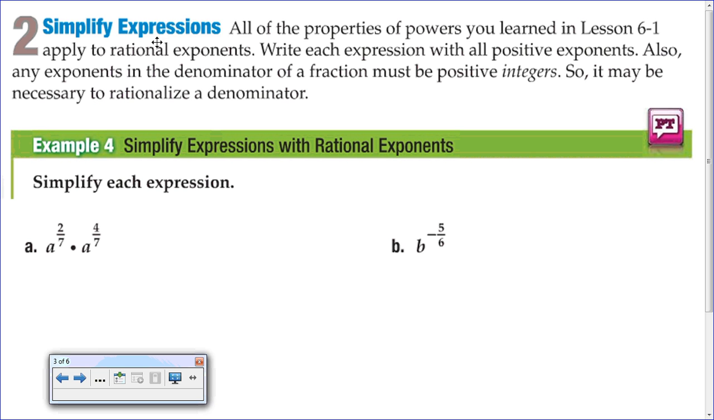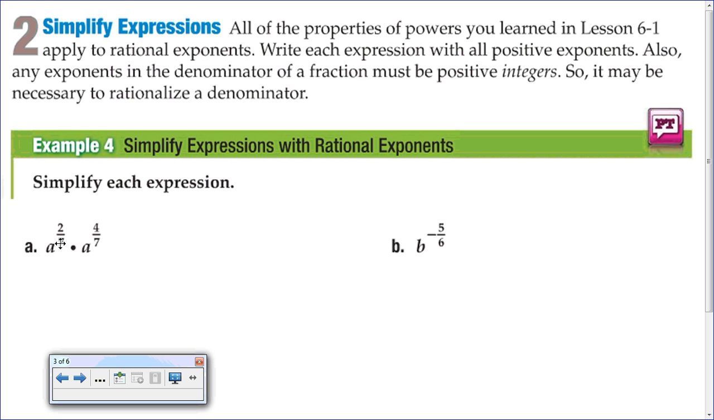First thing I want to point out is simplifying expressions. Everything we learned back in Lesson 6.1 applies to rational exponents. We want to be sure to write each expression with all positive exponents. Also, any exponents in the denominator of the fraction must be positive integers. So, basically, you cannot have a fraction as an exponent in the denominator of a fraction, because that would mean that you've got a radical in the denominator. Not allowed.